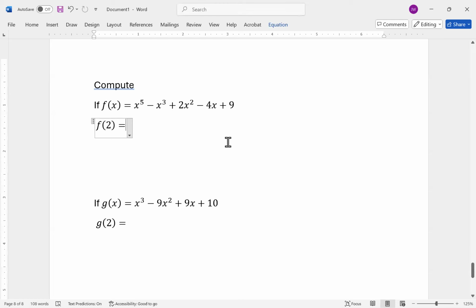If you want to do it on your own, push pause. I'm going to do it right now, though. So f of 2 in this situation would give me 2 raised to the fifth power minus 2 raised to the third power, plus 2 times 2 squared minus 4 times 2 plus 9. I computed that on my calculator, and I ended up with 33.